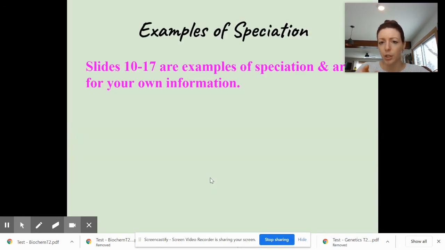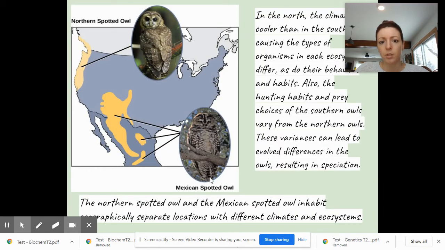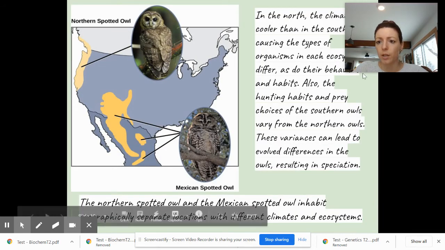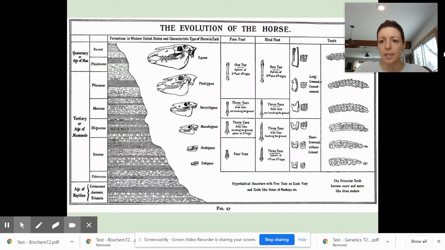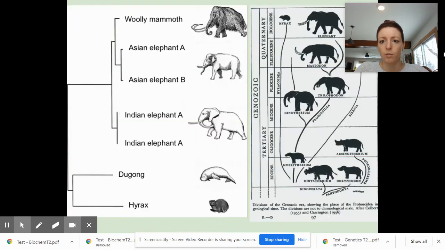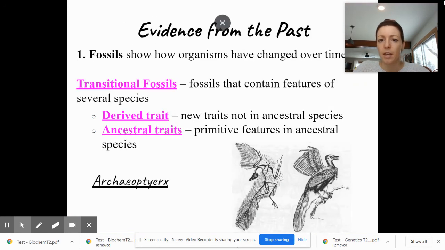Some of these slides that are in green, these are just examples. So you can go through these and look at them with the PowerPoint that's posted in Google Classroom. Just to keep these notes short, I'm not going to spend a lot of time on these. We're going to keep going forward, but there's just a lot of fun examples here. I find this stuff fascinating.